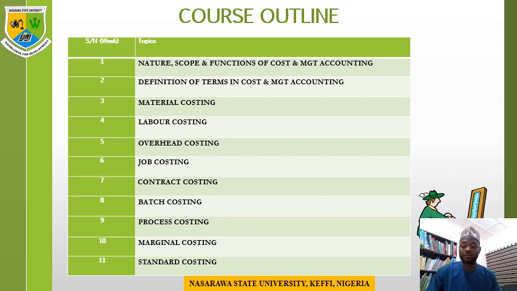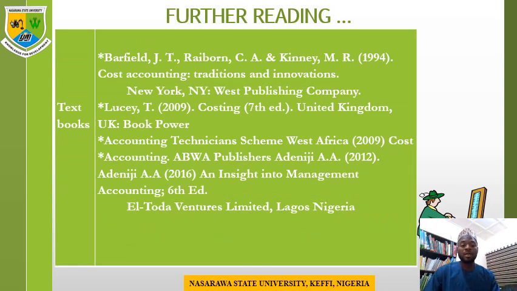We have some reading texts for you that you may want to consult in the course of reading. We have Batfield JT, Rayburn CA, and Kimney MR 1994, titled Cost Accounting Traditions and Innovation. It is published in New York. We have T. Lucy 2009, Costing, 7th edition. You can get any of the editions. And then we have Accounting Technician Scheme, that is the ATS, Cost Accounting, and so many other materials that you can find in the library. All can be useful together with the little material that we'll be offering in this course.